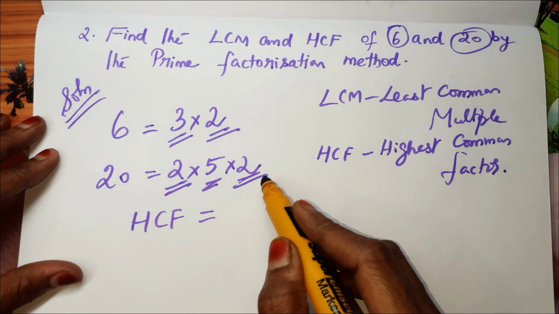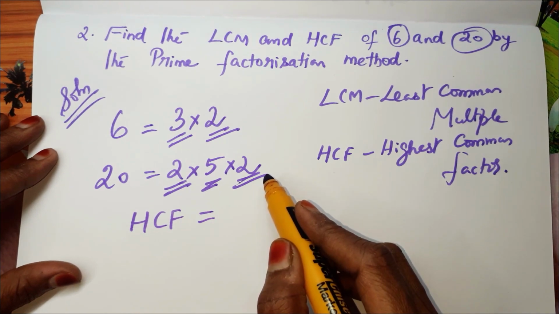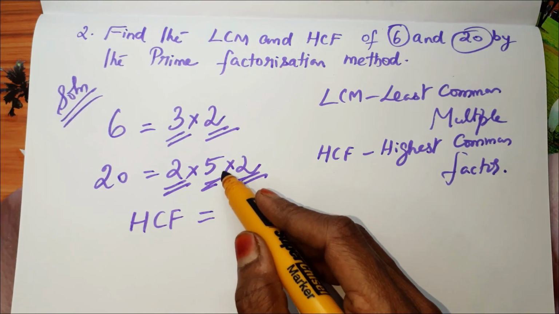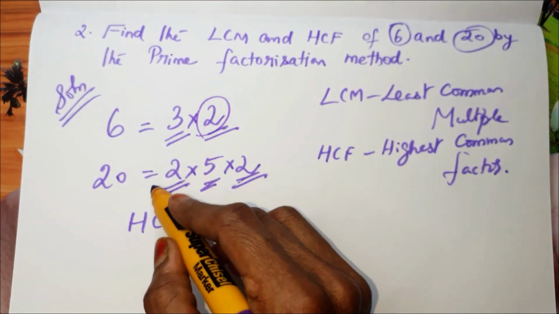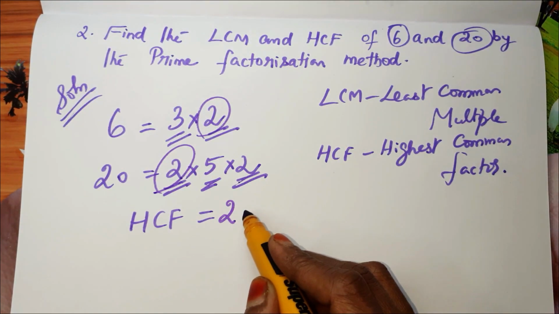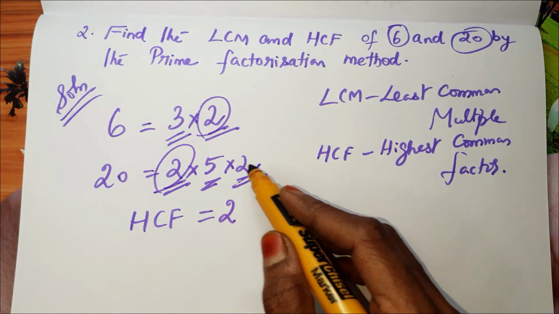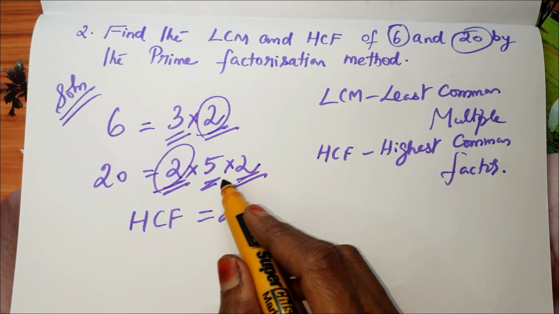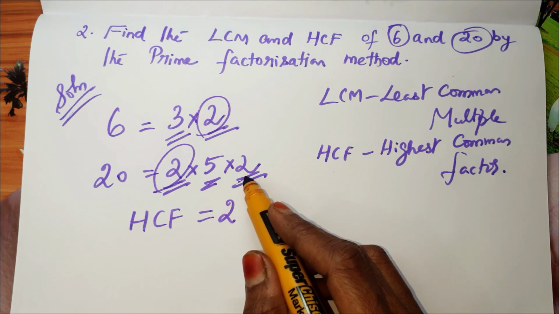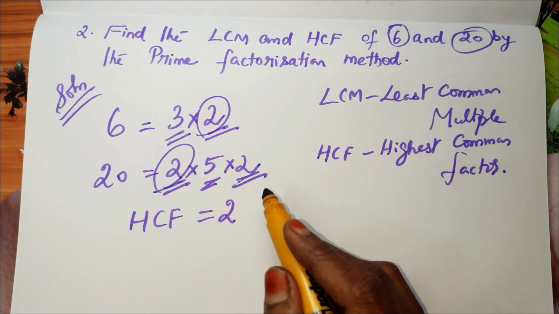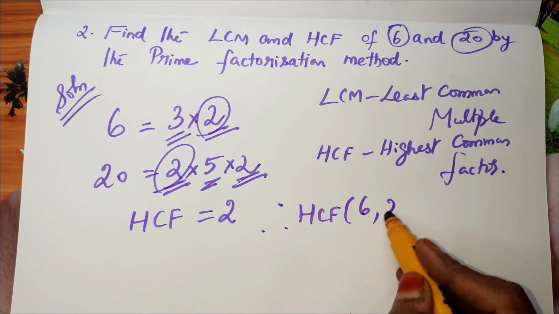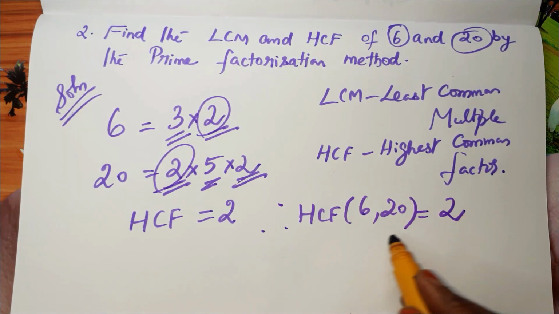For HCF, first we will write what is HCF. HCF means we have to take only the common factors. Whichever is common in both the numbers, we take that as HCF. So 2 here, and the other one 2. That is common. Anything else common? 3 we have only in 6, and 5 only in 20. So only 2 is common in both the terms. Therefore, HCF of 6, 20 is 2.